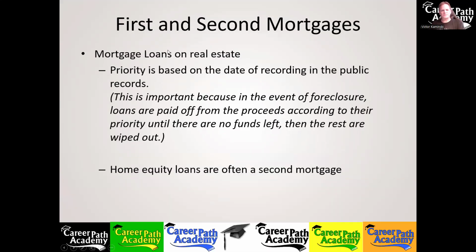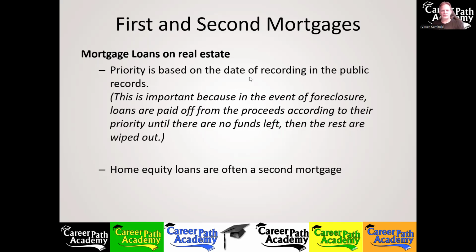First and second mortgages, mortgage loans on real estate. The priority is based on the date of recording in the public records. How many times have we heard that? Wonder if that's going to be on an exam sometime in the future. All right. So the recording date in the public record determines the priority. That determines who gets paid first in the event of foreclosure.